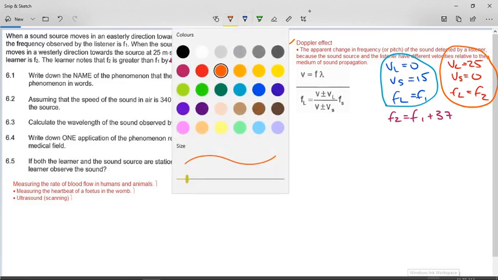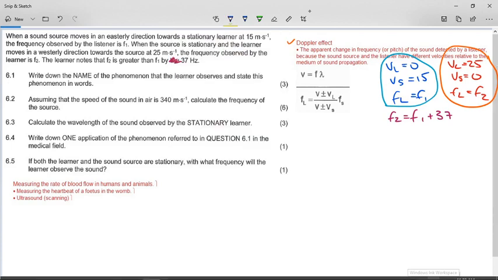Then it says, for 6 marks, assuming that the speed of sound in air is 340 meters per second, so that is my V, calculate the frequency of the source. So we have to use our Doppler effect equation here, and let's go with situation 1. We write out the formula: the frequency heard by the listener is equal to the velocity of the sound plus or minus the velocity of the listener, over the velocity of the sound plus or minus the velocity of the source, times the frequency of the source.